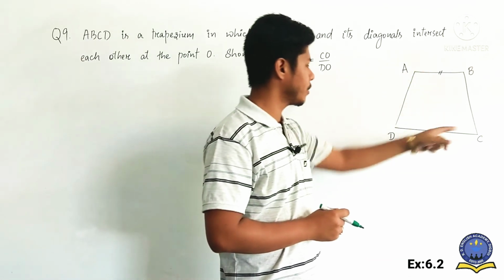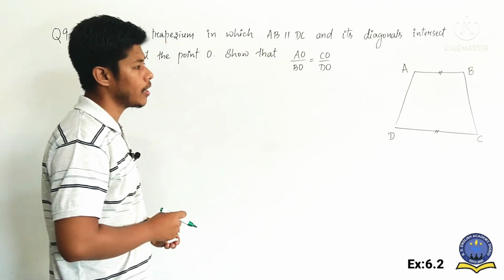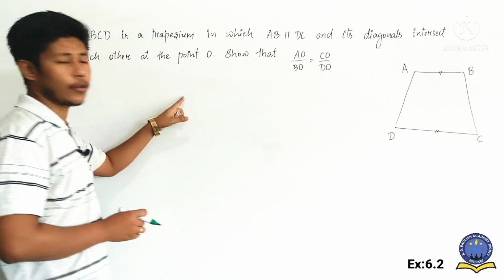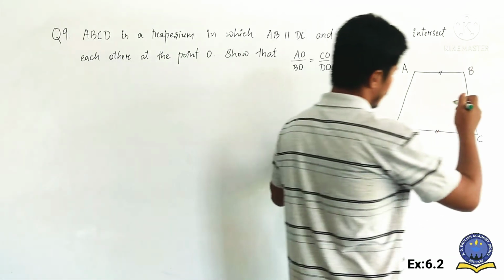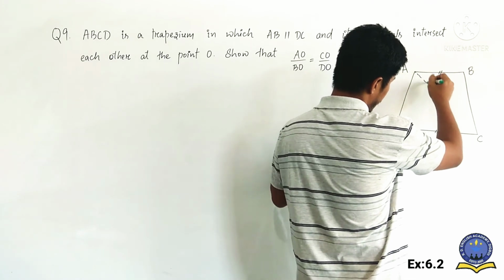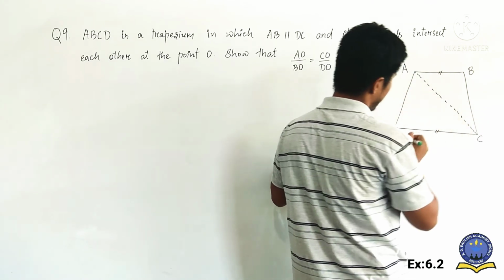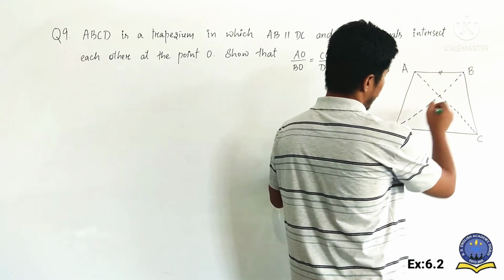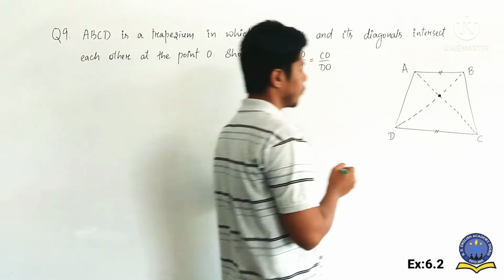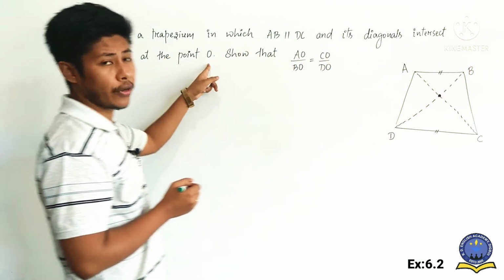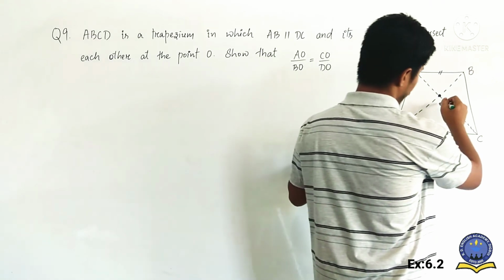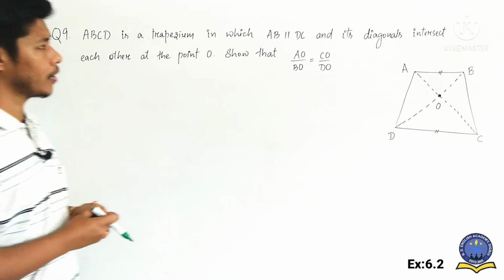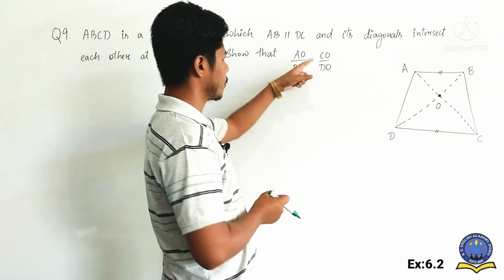So now A, B, C, D is a trapezium, and in this trapezium its diagonals intersect each other at point O. That means we have to draw the diagonals. If you draw the first diagonal, we get AC, and another diagonal we draw from B, and these two diagonals intersect at one point, and this intersecting point is denoted by O. Is it clear? This is the diagram, and we need to prove AO by BO equal to CO by DO.